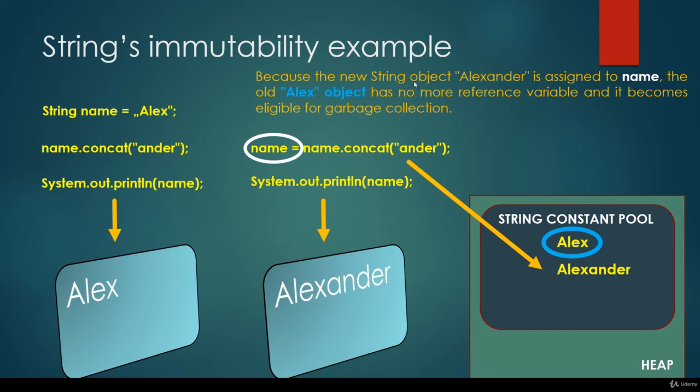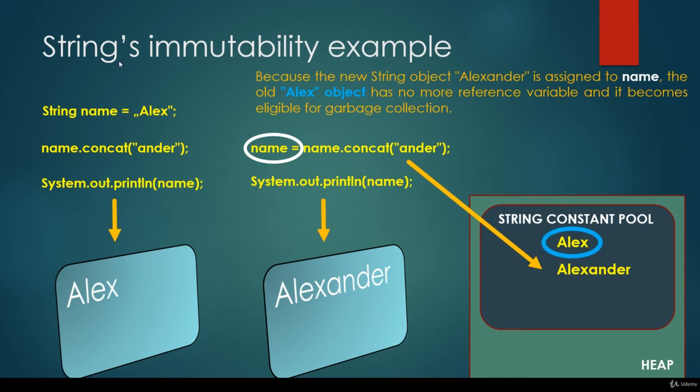Okay, so because the new string object Alexander is assigned to name, the old Alex object has no more reference variable and it becomes eligible for garbage collection. So as you can see, Alex has no active reference to it, which means that the garbage collector is going to get rid of this object.